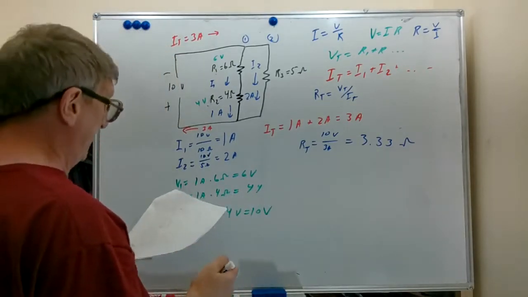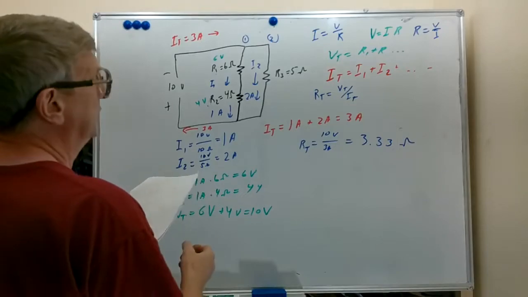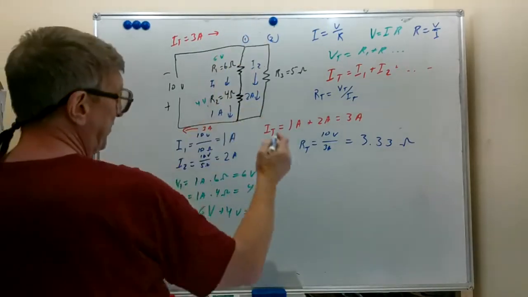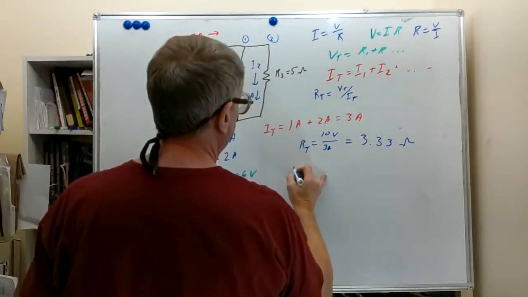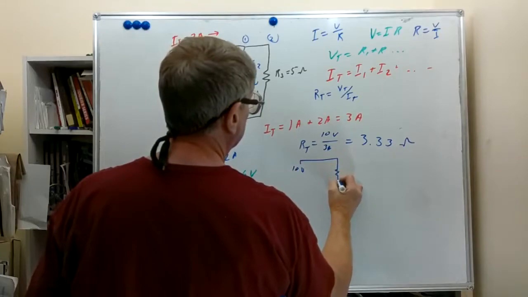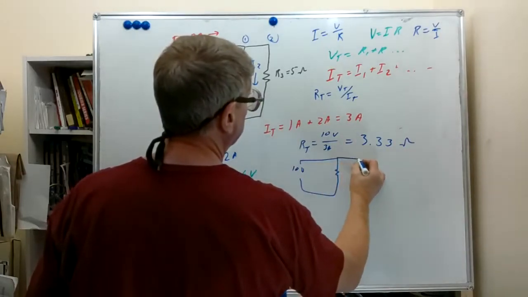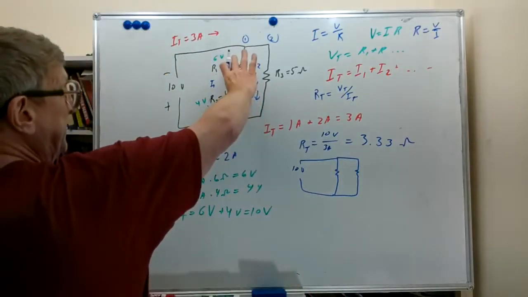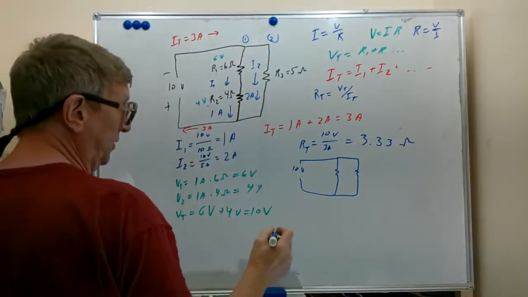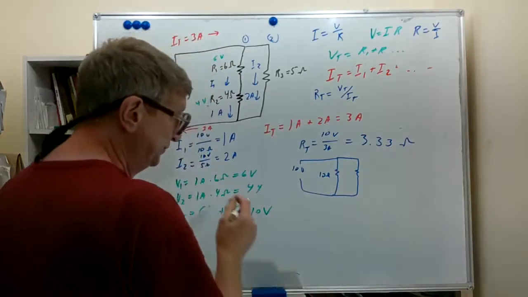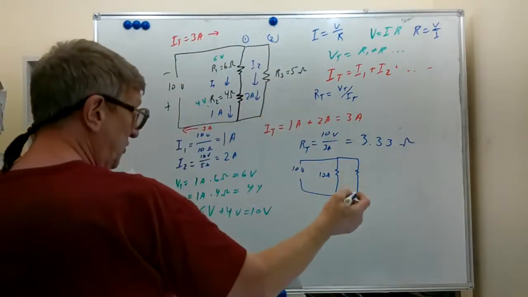Now let's think about another way of calculating this. We can redraw this piece, 10 volts. And we're going to look at this and replace it with a single resistor. The 6 and the 4 gave us the 10 ohms. And this we leave alone, 5 ohms.